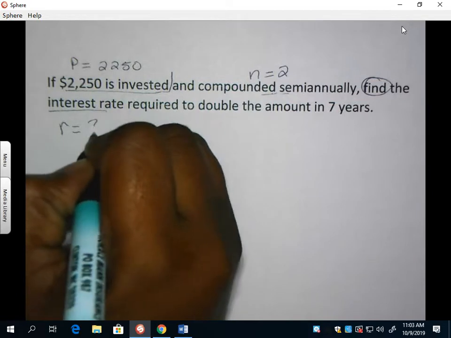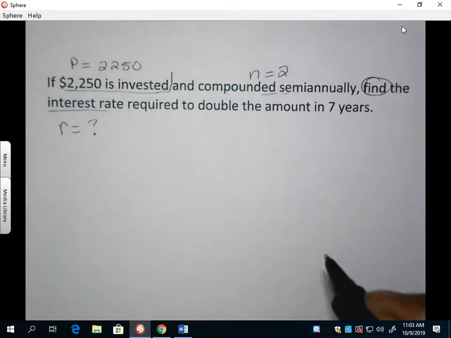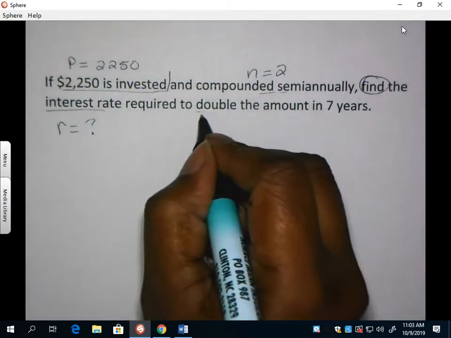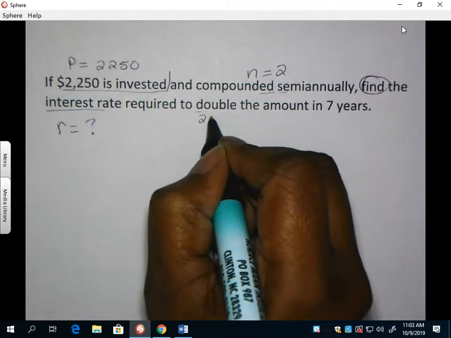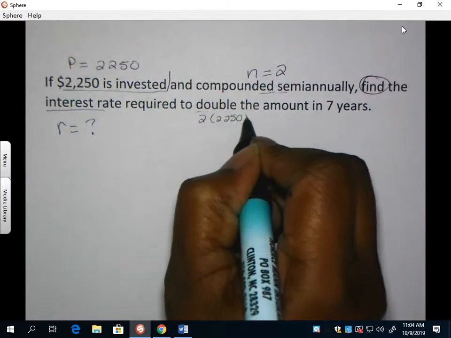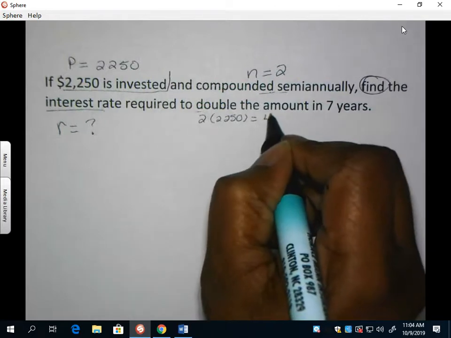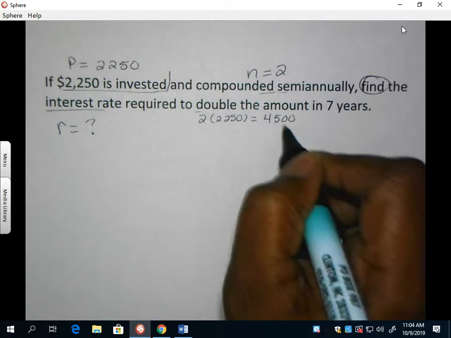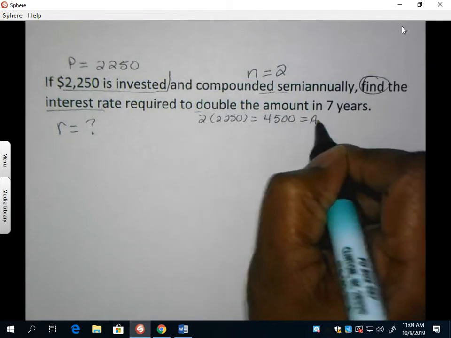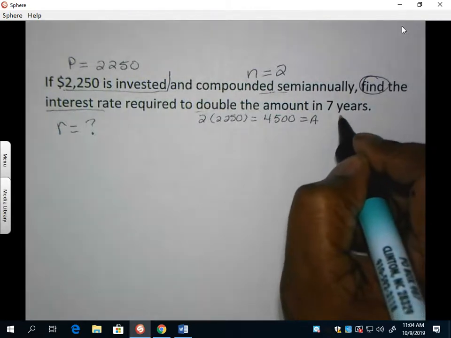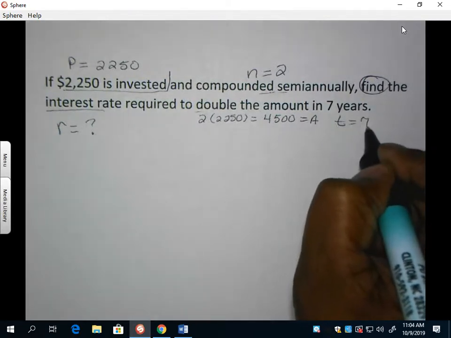So we don't know the interest rate. We know the interest rate can be a decimal or a percent. Required to double. Double means twice or two times. So double 2,250 would equal 4,500, and that's going to be our amount that we want in 7 years. So that's time. Time equals 7.